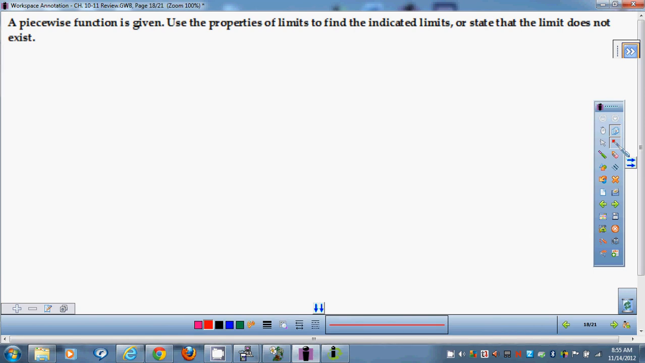There you go. A piecewise function is given. Use the properties of limits to find the indicated limits or state that the limit does not exist. So what's this problem going to look like? It's going to look like a piecewise function. And what do you think you're going to be finding? Limits. Very good.